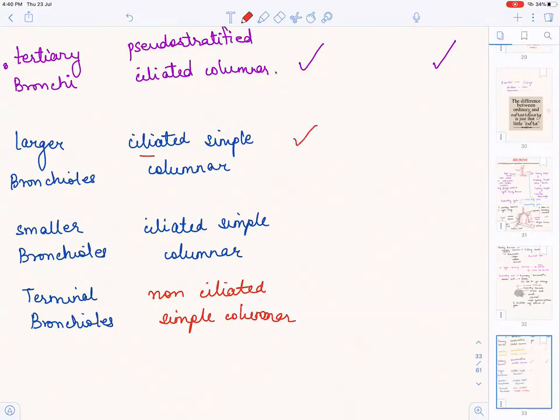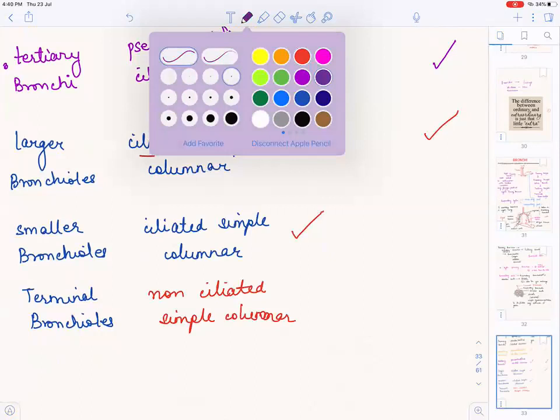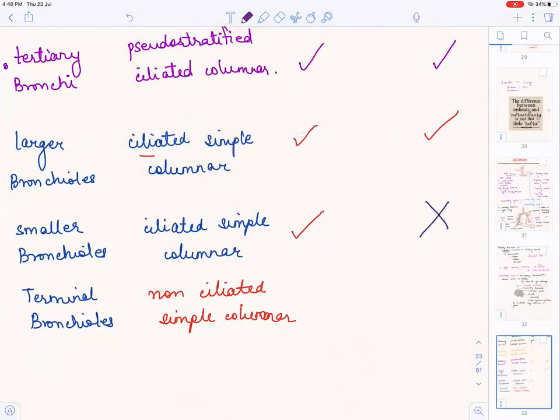So now, yes, ciliated, yes, it has cilia. And larger, do they have goblet cells? Yes. Smaller bronchioles, do they have cilia? Yes. Do they have goblet cells? No. Now comes the difference. They don't have the goblet cells. Terminal bronchioles are non-ciliated, no cilia and no goblet cells.